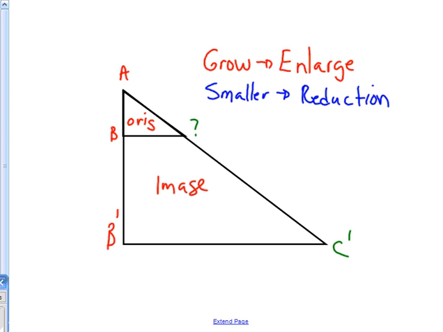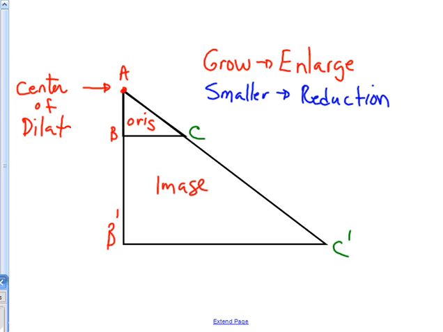Here's a fancy word for you. Corresponds. Kind of like saying matching. So our question mark corresponds or matches with C prime. So we'll call our question mark C. Where's A prime? I don't seem to see A prime. Well, it's hiding right underneath A. This point, A, didn't seem to move. So our point A was referred to as the center of dilatation.